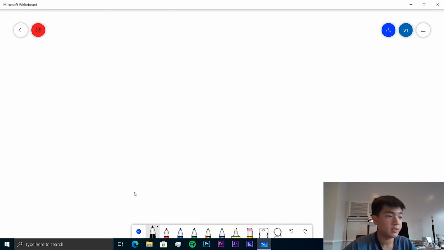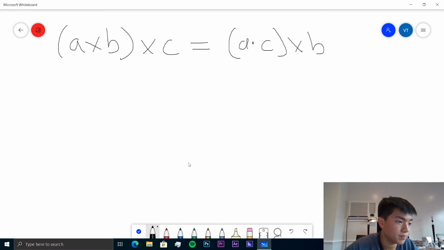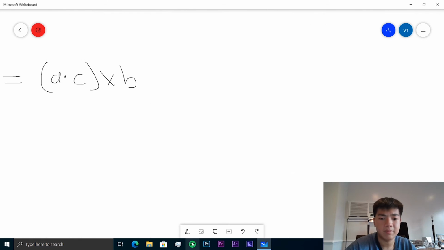It's the proofs. Okay, fine. So show the following properties of the vector product. And so the first property is A cross B cross C is equal to A dot C times B minus A dot B times C.